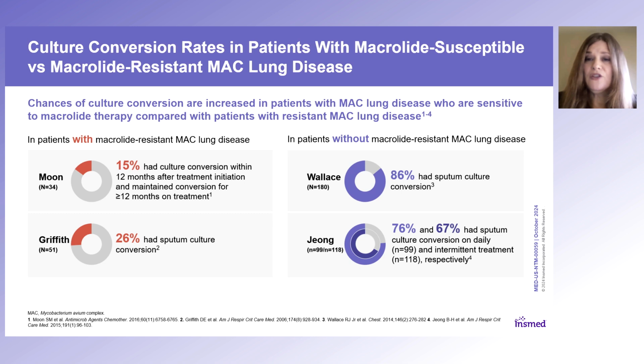Earlier in the presentation, I mentioned that patients who develop resistance have fewer treatment options and less favorable outcomes. This slide shows a comparison of culture conversion rates between groups of patients who are sensitive to the macrolide and those who are not. You see that in the 2 studies on the left, these are patients who are resistant to macrolides. And 15% of patients in the MOON study had culture conversion within 12 months of treatment, and 26% of patients in the Griffith study converted. Compare that to this data on the right side, where patients are sensitive to macrolides, and we see in the Wallace study, 86% of patients converted, and in the Zhang study, 76% of patients on daily treatment converted, and 67% of patients on intermittent treatment converted. So it appears that the chances of culture conversion are increased in patients who are sensitive to the macrolide therapy compared to those who are resistant.